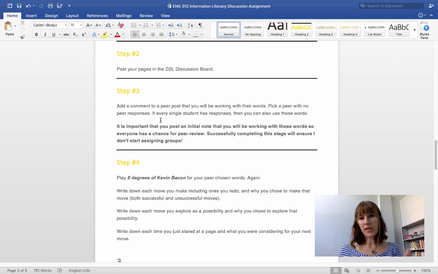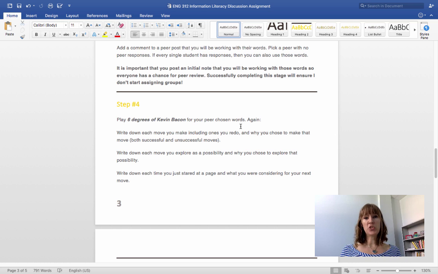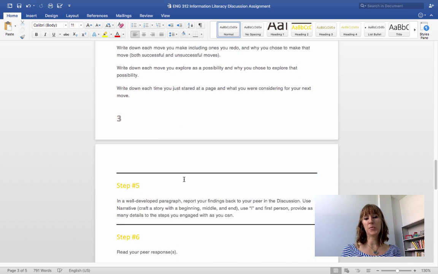Then start working with their words. So you'll apply 6 degrees of Kevin Bacon with the words chosen by your peer. In this case, I chose classmate B. So I will write down every move that I make for classmate B's. I will write down everything that I explored, every place that I was stumped, every place that I just sat there and stared at Wikipedia until I thought of a connection that I could use. I will write all of that down in step number 4.